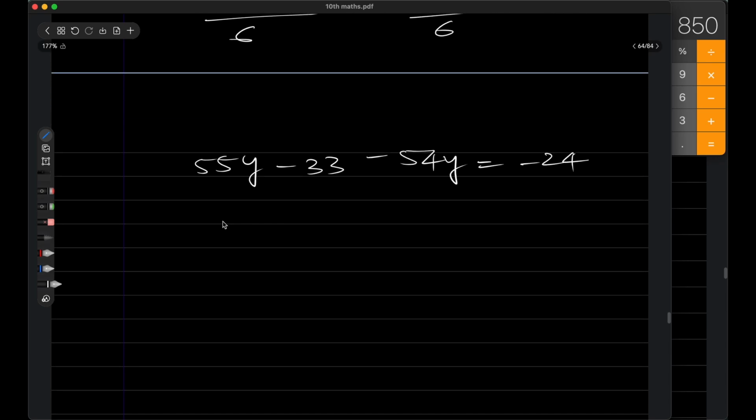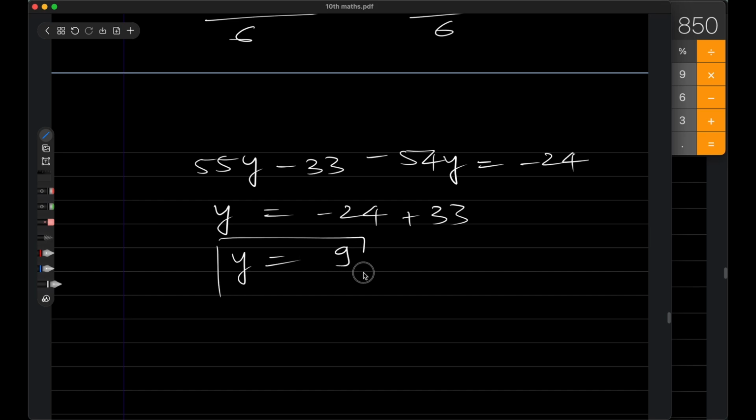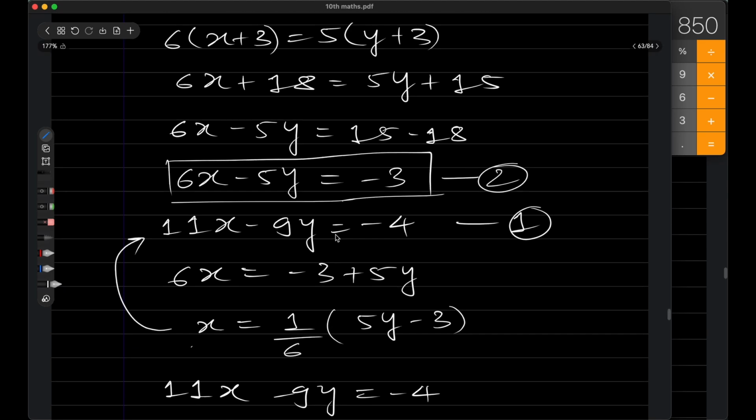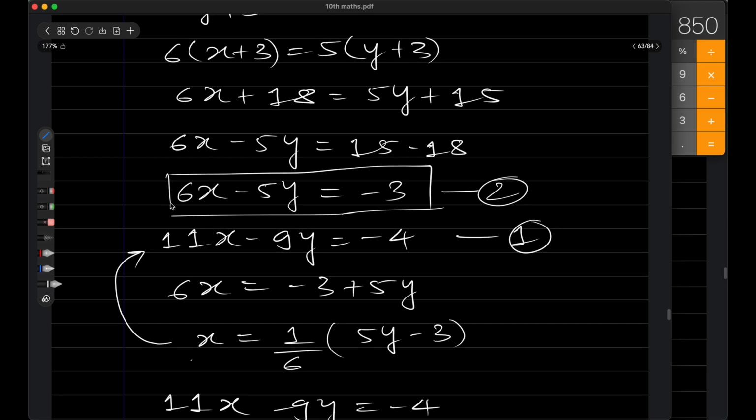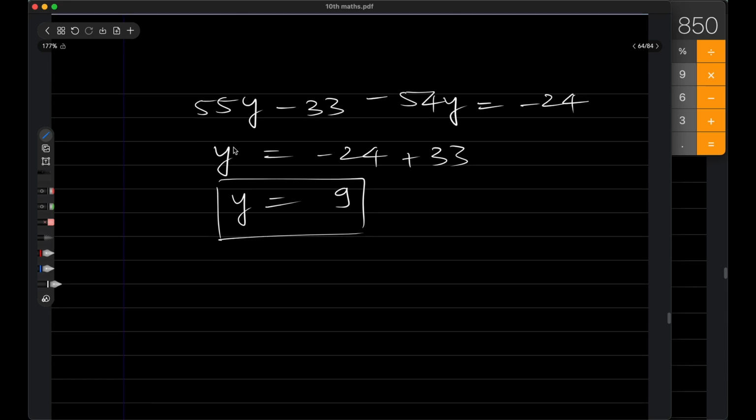Now simplify the equation again. y equals minus 24 plus 33, that is equals plus 9 is the answer. y equals plus 9. Now put the value of y in any one of the equations. Let us put it in the second equation, 6x minus 5y equals minus 3.